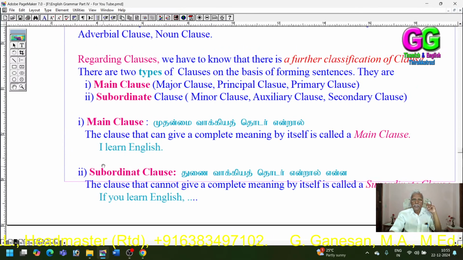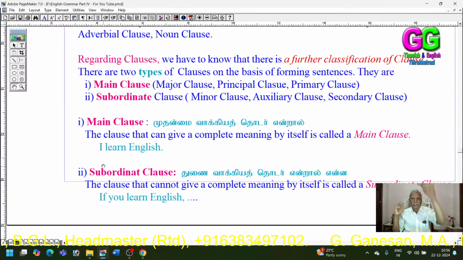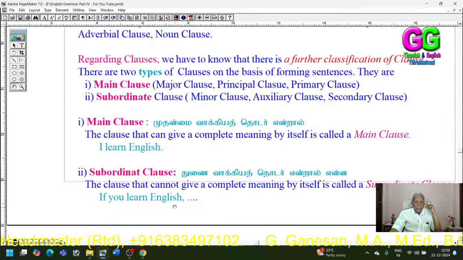What is a subordinate clause? If the clause itself is unable to express a complete meaning, then that clause is called a subordinate clause. You see, if you learn English, this group of words, this clause is not giving a complete sentence. So, if you learn English is a subordinate clause.